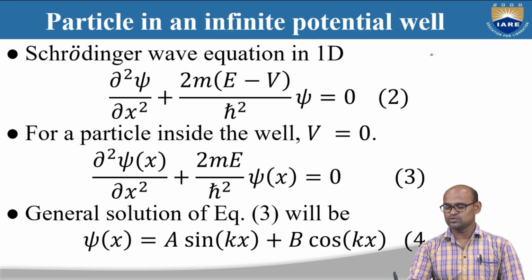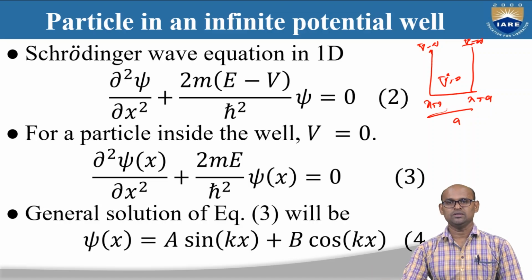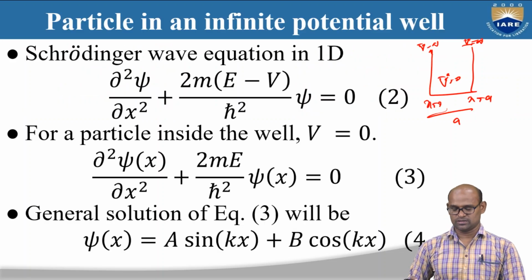Okay, so we need to solve the Schrodinger wave equation in one dimension. So x is equal to 0 and x equal to a. The length of the box is a and a particle is trapped in this box. Potential is 0 inside and potential is infinite at the boundaries. So we need to solve the Schrodinger wave equation to find the expressions for eigenvalues and eigenfunctions.